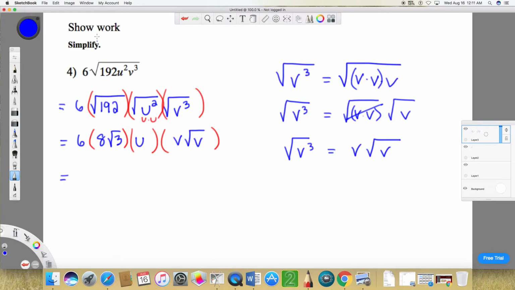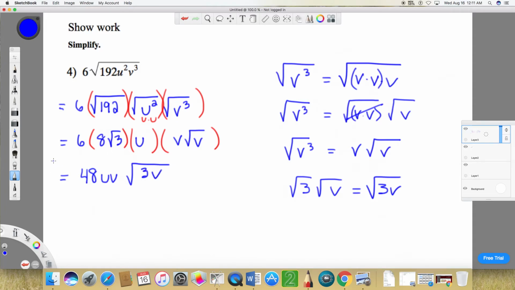Doesn't look any simpler. You know, the directions say to simplify, and this looks like kind of a big ugly mess. But look at what we can do. Since this is all multiplication, we can multiply in any order that we want. Let's multiply the numbers together that are outside of the radical. 6 times 8 is 48. And let's multiply the letters that are not underneath the radical, u times v. And now, everything that is underneath a radical, we can place underneath a single radical. The square root of 3 times the square root of v is the square root of 3v.